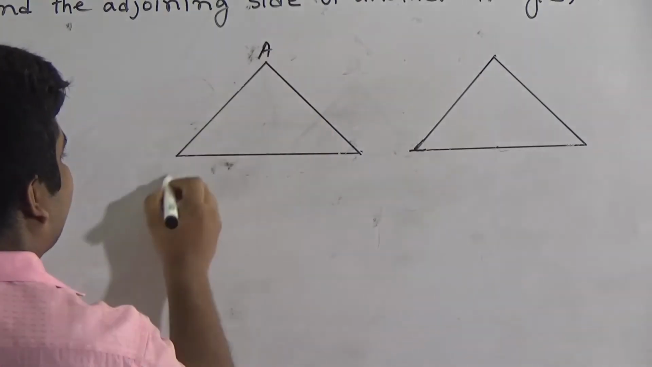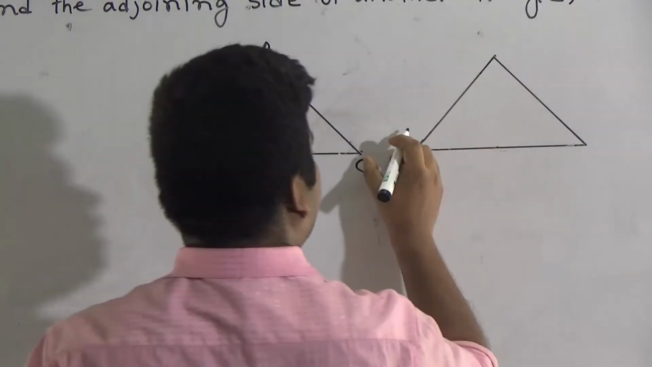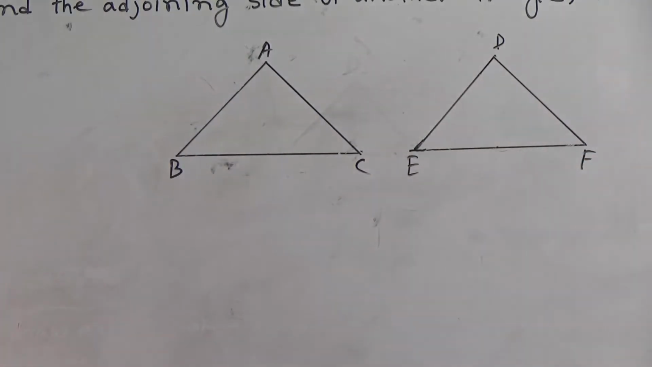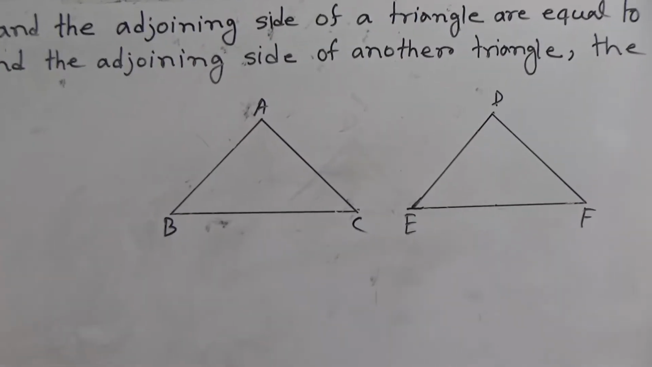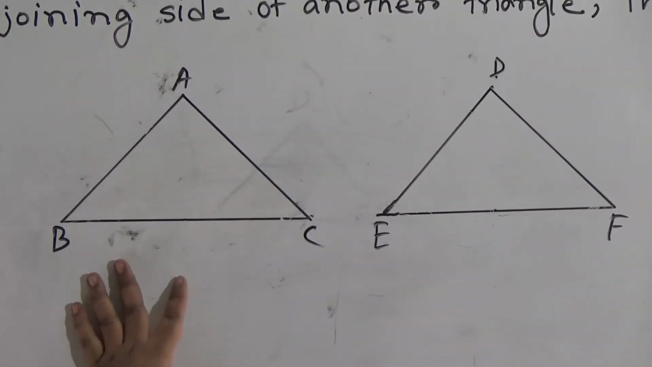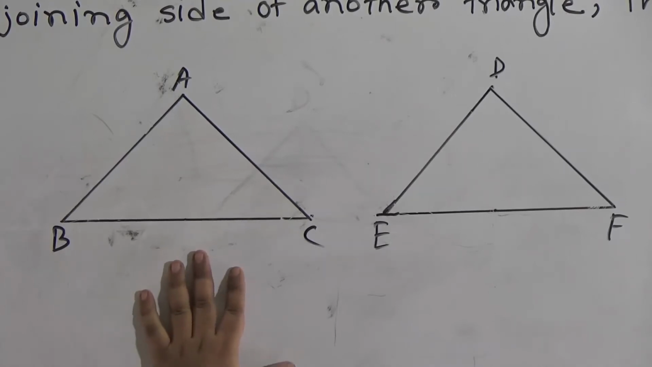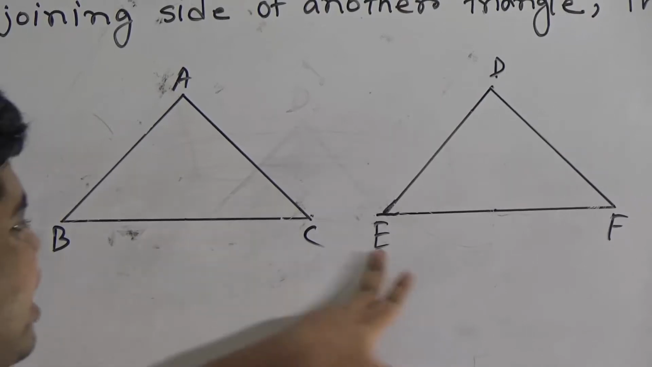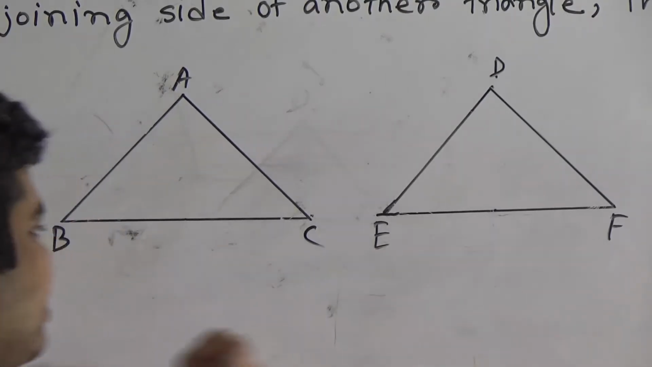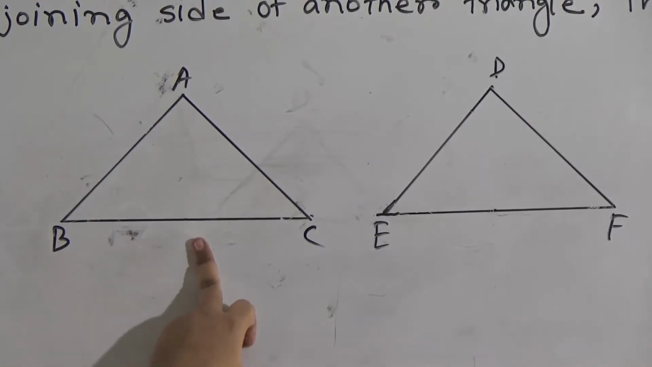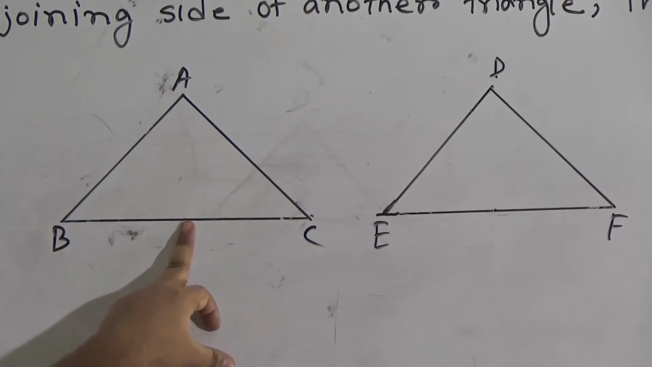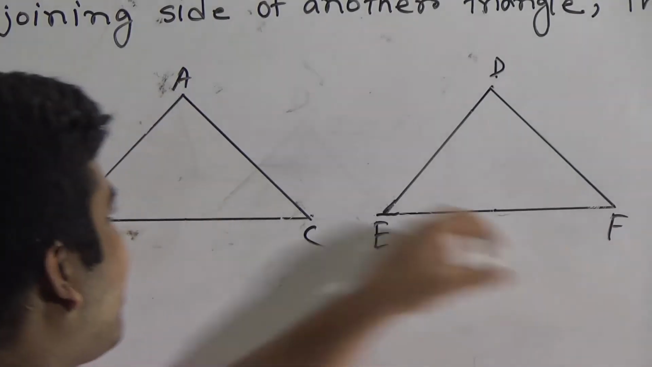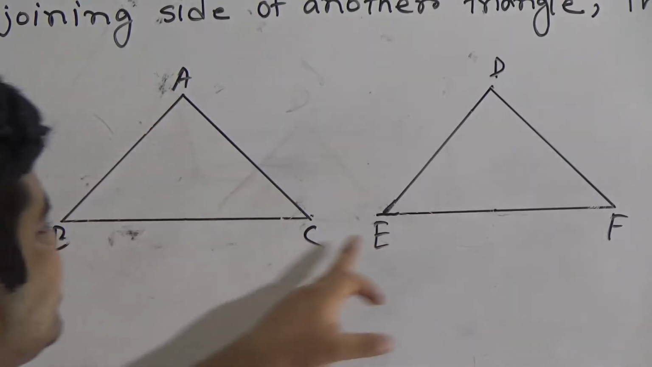The name of the first triangle is ABC and the second triangle is DEF. My dear students, how to draw the figure in your copy? First of all, you take a line. Suppose you take a line whose measurement is 4 cm, BC 4 cm, and EF will also be 4 cm. Then you take a midpoint. After that, from that midpoint you draw another point which is above BC and EF and at the same distance from BC and EF.